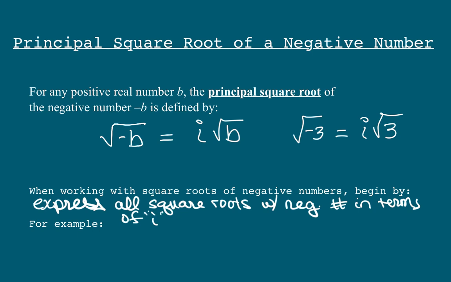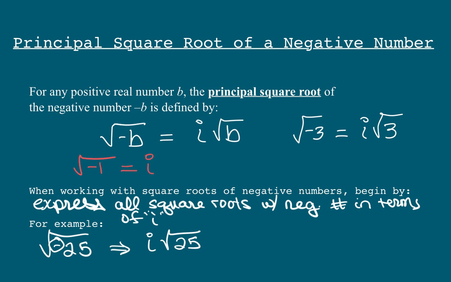So for example, if I see the square root of negative 25, I should instead write the square root of 25 times i. Because instead of writing this negative sign, I know that I'm actually writing the square root of negative 1, which is equal to i. Remember, we learned the square root of negative 1 is equal to i.